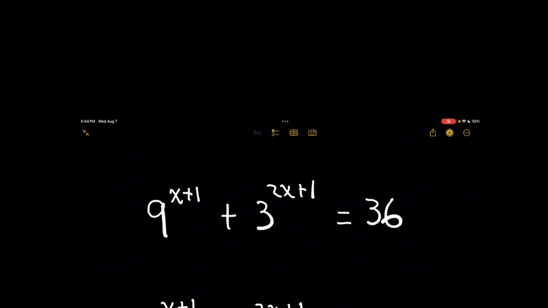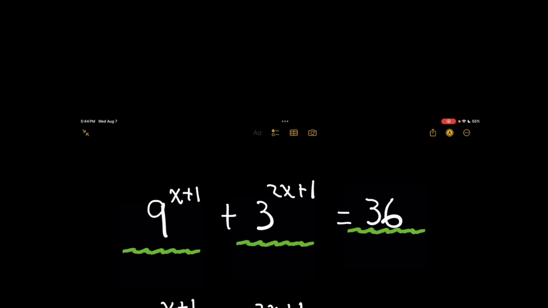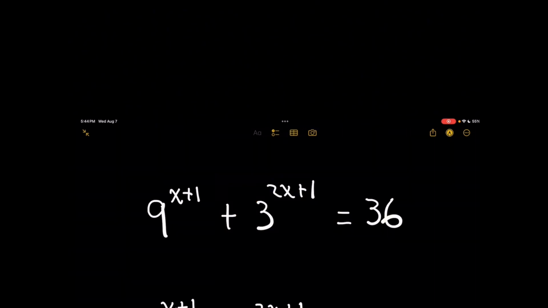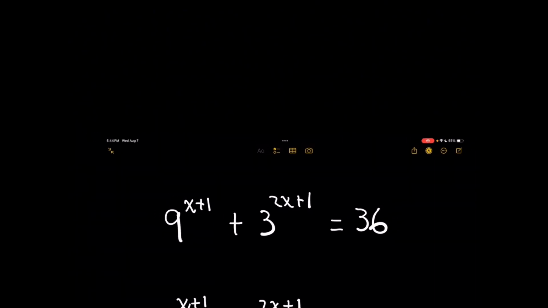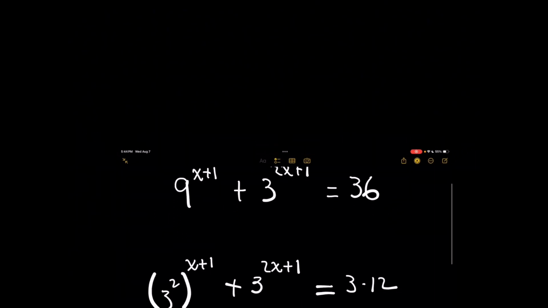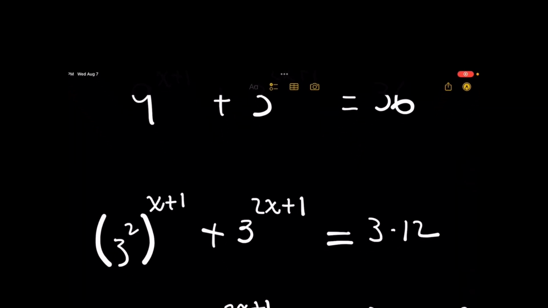and see if the terms have something in common. Well, 9, 3, and 36 here all have a common multiple of 3. So why don't I start by approaching this problem where I represent each term in terms of 3's? So 9 obviously is 3 squared, right? So I'm going to write the left term as 3 squared all raised to the x plus 1.